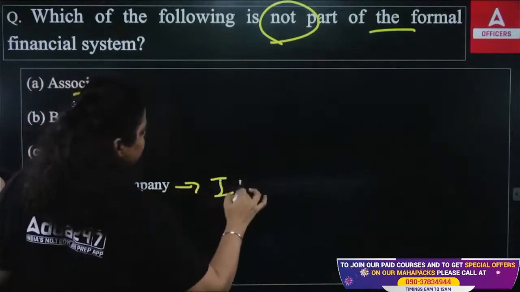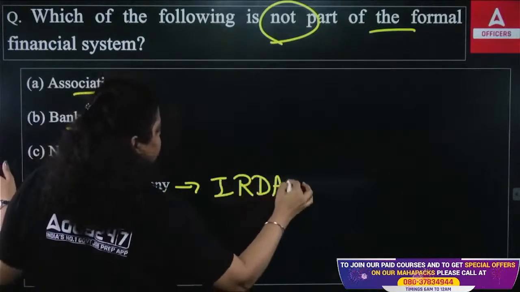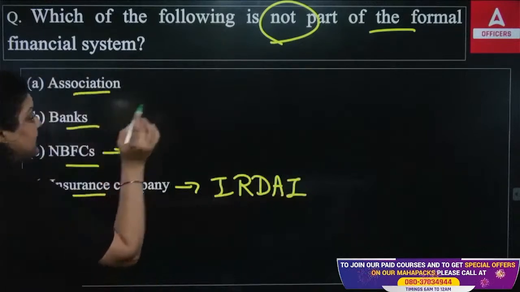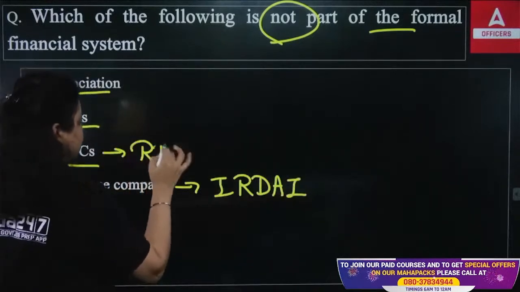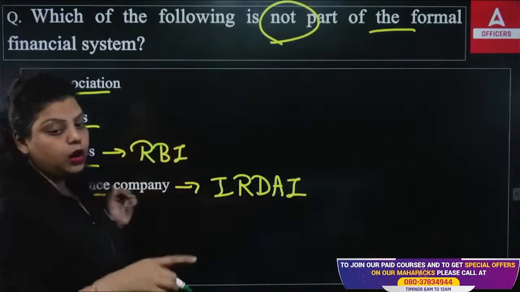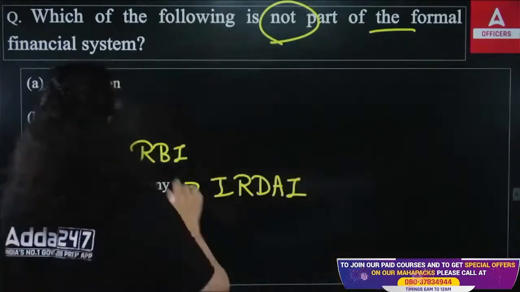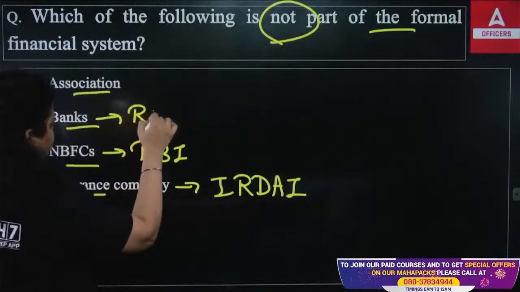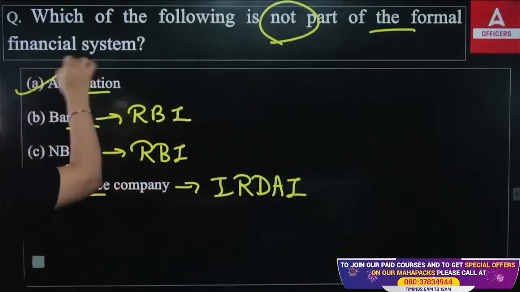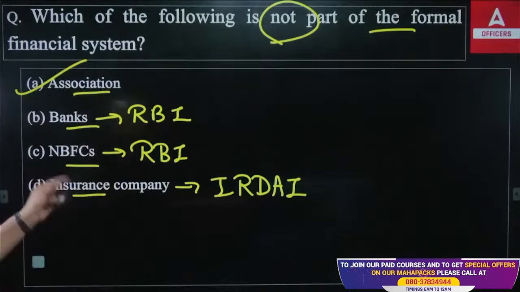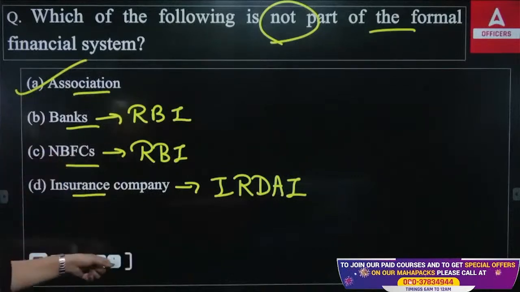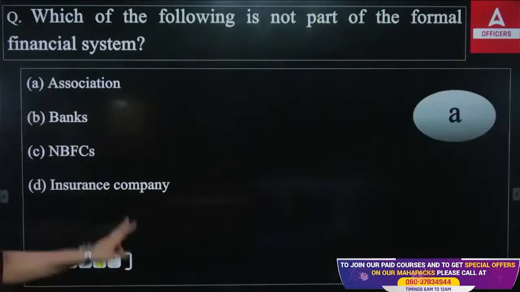Insurance companies are regulated by IRDA, the Insurance Regulatory and Development Authority of India. NBFCs are incorporated under the Companies Act, but they are regulated by RBI. Banks are regulated by RBI, but not the associations. So associations are a part of the informal financial system. So the right answer will be option A.